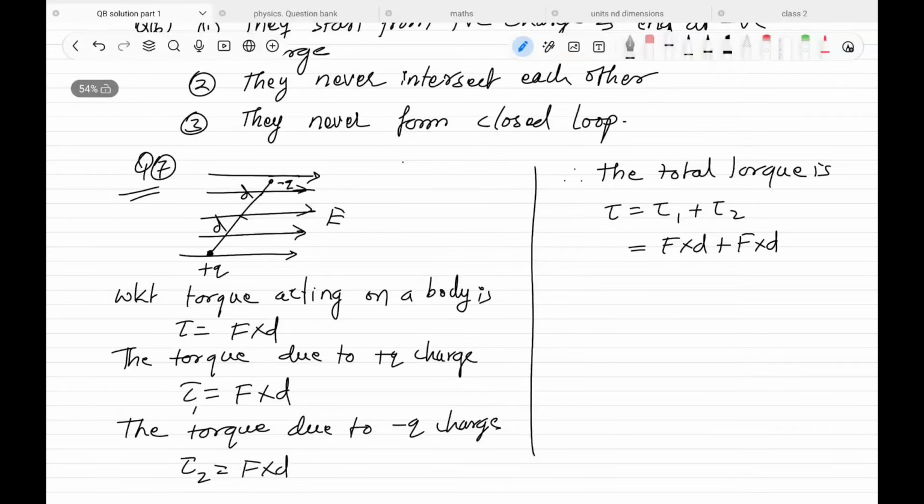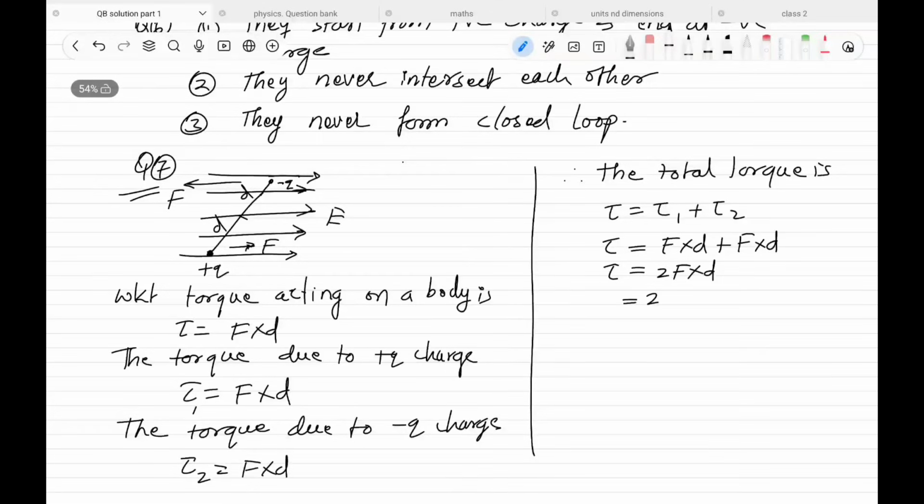The electric field lines are in this direction, so the force on the positive charge also acts in this direction. On the negative charge, the force will act in the opposite direction. Now the two forces are acting on the dipole. The net torque will be tau equal to 2 into F cross d.